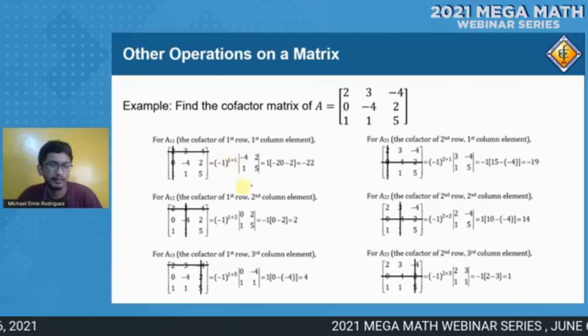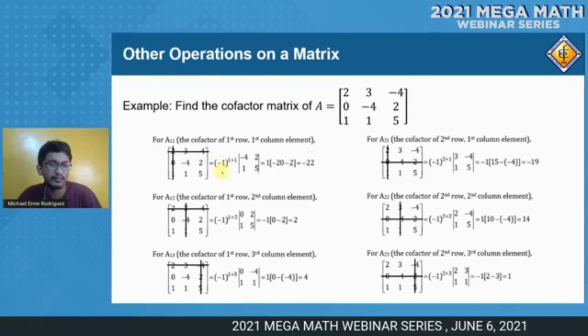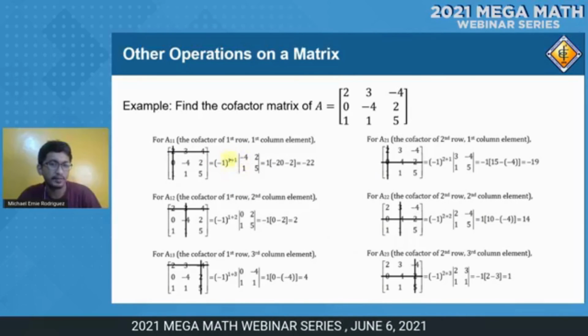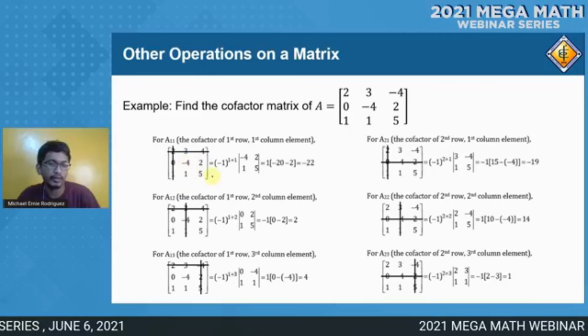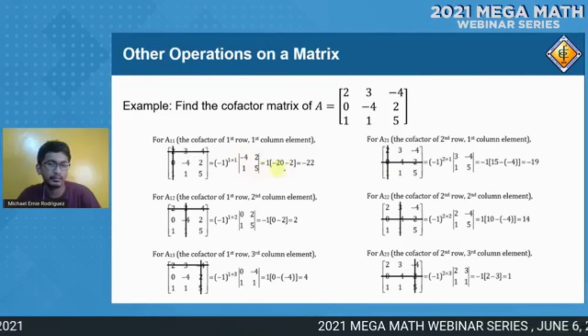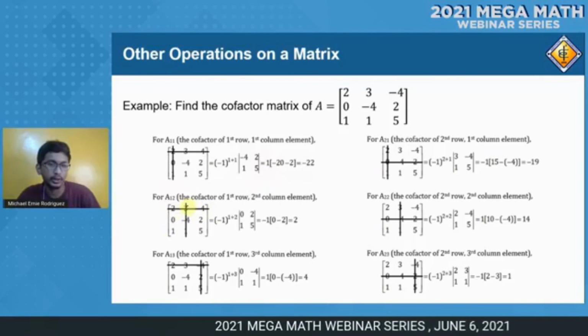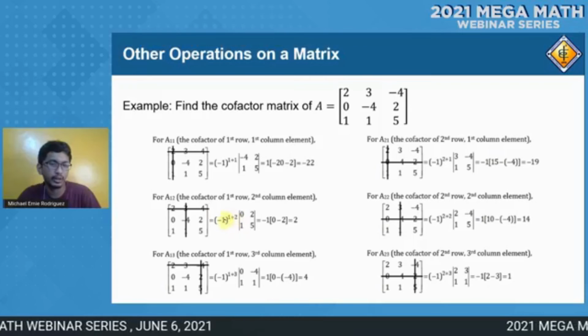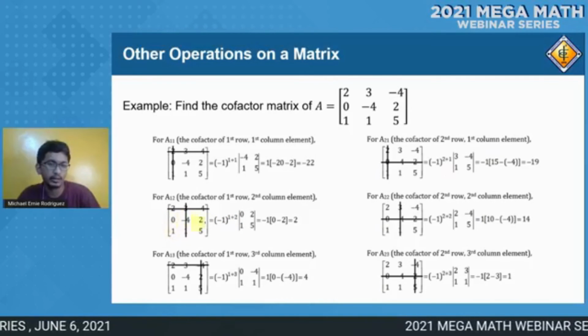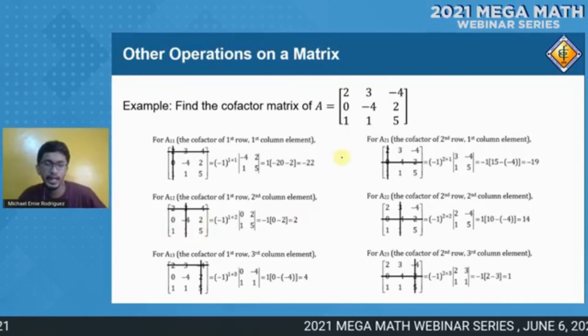Ayan. Matrabaho lang ito. So, we have negative 1 raised to I plus j. And then, ito, di ba? Na-cross out ko na to. So, we have negative 4 to 1, 5. So, get the determinant. Then, so on. So, ito naman, for A12, ayan, no, yung 3. So, we have 1 plus 2. And then, ito, 0, 2, 1, 5. So, and so on yan.